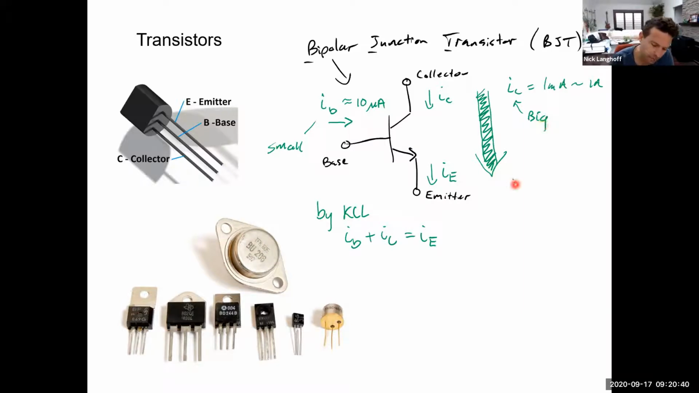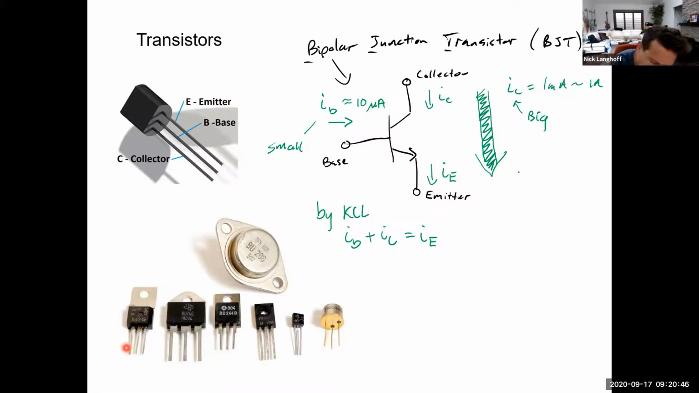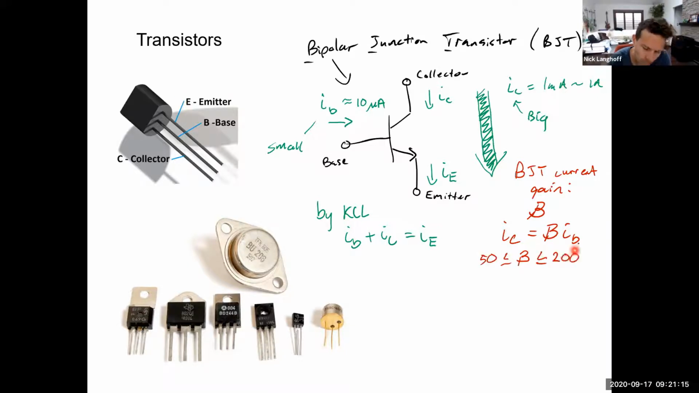In fact, the BJT current gain is this parameter called beta. And the collector current is always beta times bigger than the base current, where beta is often in the range of maybe 50 up to 200 for many, many typical bipolar junction transistors. So there's that aspect.